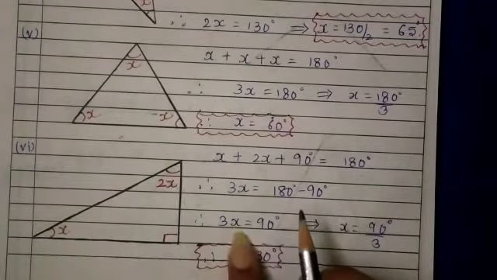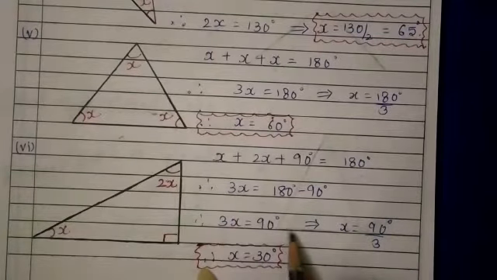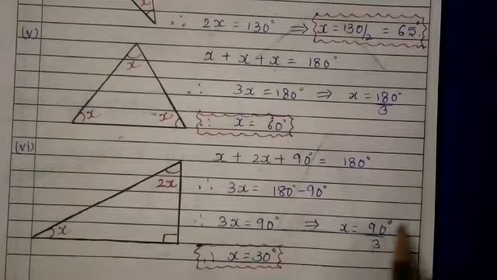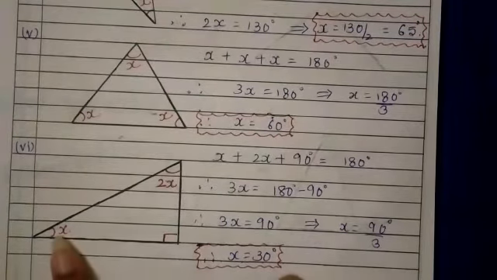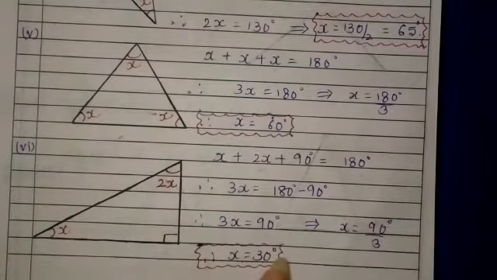Once again, in order to obtain the value of x, we have to transpose 3, which will come in division form. And on dividing, we will get x is equal to 30. So in this question, the value of x is 30 degrees.